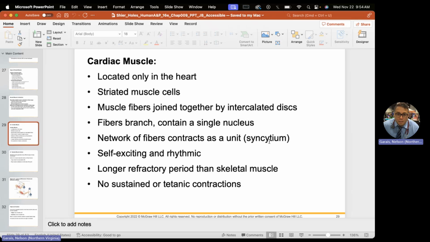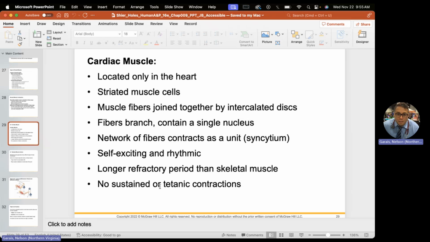Cardiac muscle, syncytium, they form a unit, they're rhythmic, they're self-exciting, meaning that they will contract on their own. Okay? Now, what's this refractory period? It's the period when the muscle has to rest and recharge and get back online. And you cannot have a tetanic contraction.